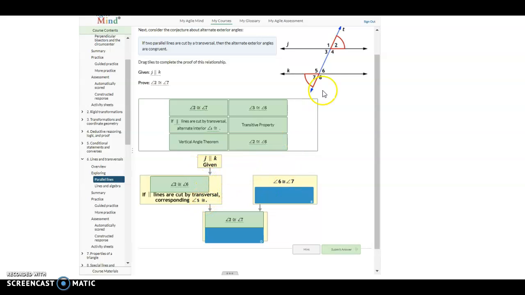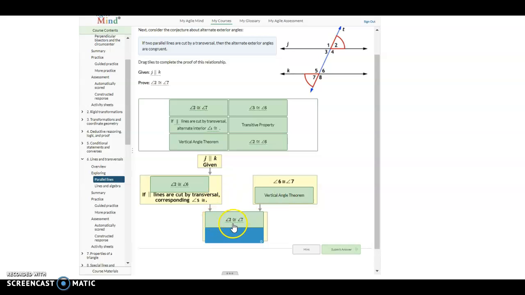Our third block has angles 6 and 7 being congruent. So remember, we have a name for 6 and 7. They are the non-adjacent angles formed by intersecting lines. They are called vertical angles. We know vertical angles are congruent because of the vertical angles theorem. It just states that vertical angles are congruent. That's all that the vertical angles theorem is.